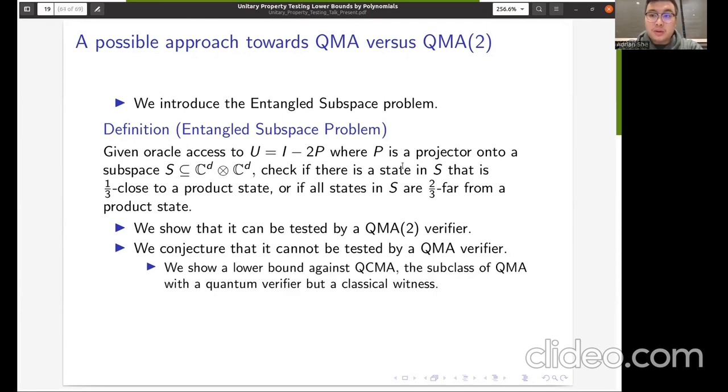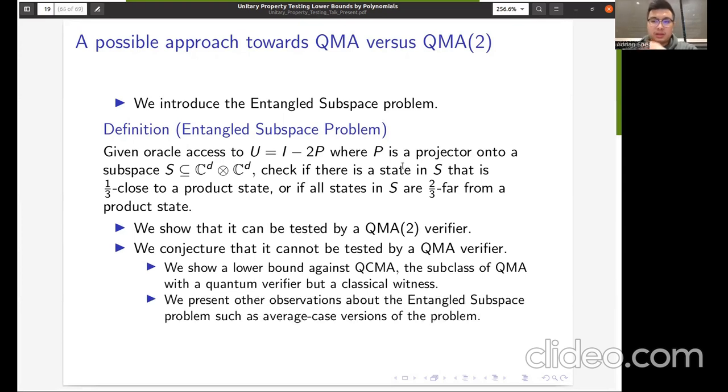In particular, towards this conjecture, we show a lower bound against QCMA, which is the subclass of QMA that has a quantum verifier but a classical witness. And additionally, we present other observations about the entangled subspace problem, such as some observations about average case versions of this problem, where P is chosen randomly.